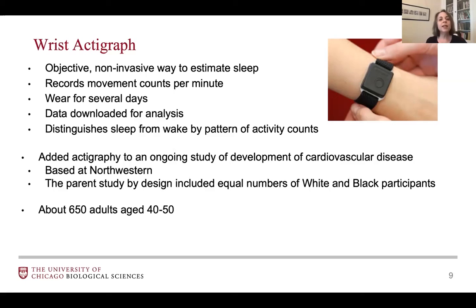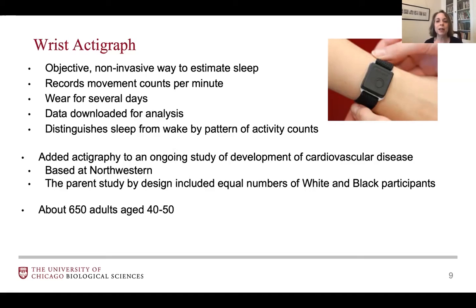So anyway, it works the same way though. It has an accelerometer in it. It's a non-invasive way to estimate sleep timing and duration and continuity. It records movement counts per minute or per second. People can wear it for several days, which is good because people's sleep behavior changes day to day. It's variable. And then the data are downloaded for analysis, and you develop or use programs that distinguish sleep from wake based on patterns of activity counts across different minute epochs.